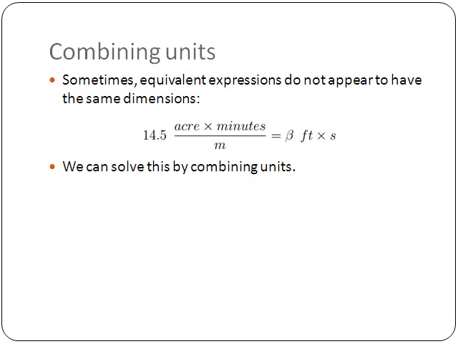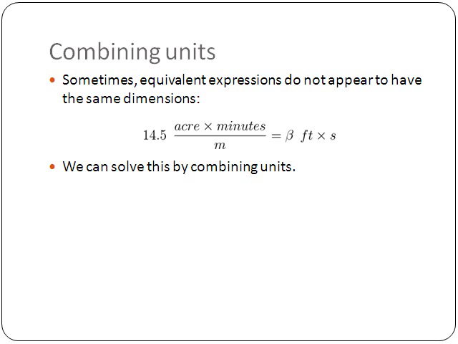Sometimes equivalent expressions do not appear to have the same dimensions, which is normally a problem. As we said before, the units have to match up on both sides. If you get a result that is not in the same dimensions, the same types of units that you would expect it to be, then it's simply wrong. And so we have a case like this. We say that 14.5 acre minutes per meter equals some value beta foot seconds.